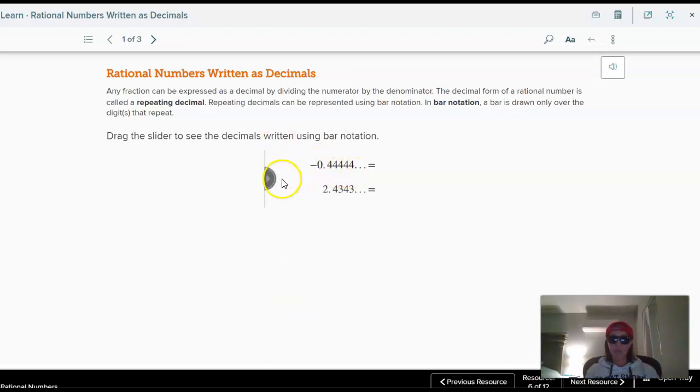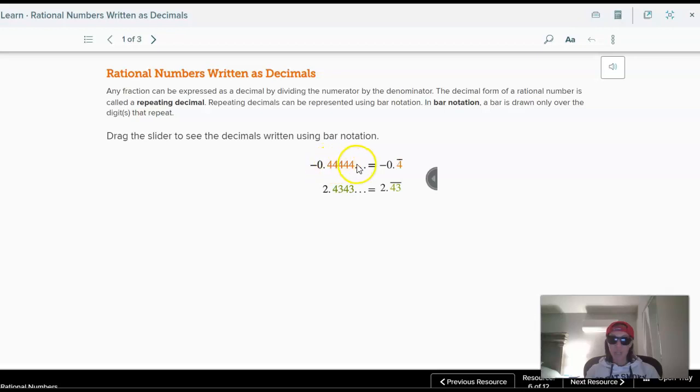Negative 0.4444, what do we do here? Instead of writing it as 4444 dot dot dot or 4343 dot dot dot, we can use a line. So negative 0.444 is negative 0.4 with a line over it.